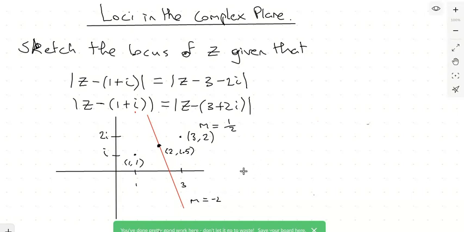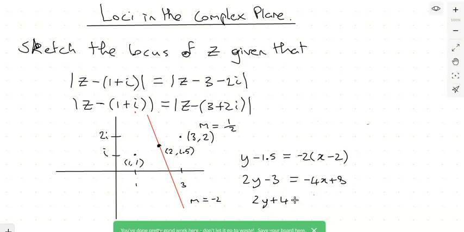And now I can work out the Cartesian equation. y minus 1.5 equals -2 times x minus 2. Double everything: 2y minus 3 equals -4 times x minus 2, that would become +4x, so +8. And so we've got 2y plus 4x equals 11.